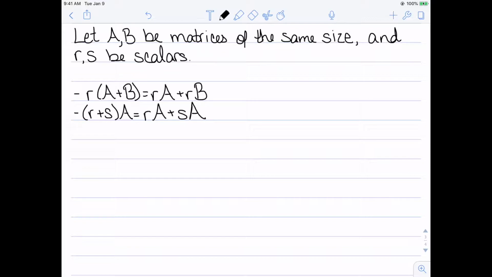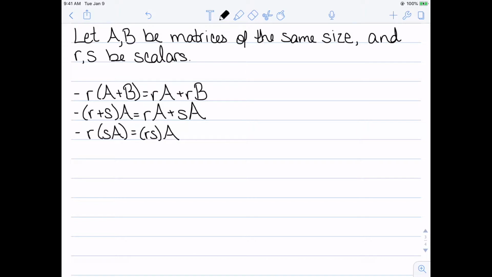The second is another form of the distributive property. (R plus S) times A is equal to RA plus SA. So the first one says I can distribute a scalar over a sum of matrices. The second one says I can distribute a matrix over a sum of scalars. And the third one is going to be an associativity property. R times (SA) is equal to (RS) times A. So if I'm multiplying a matrix by multiple scalars, I can either multiply all the scalars and then multiply by the matrix, or I can multiply the matrix by the scalars one by one.